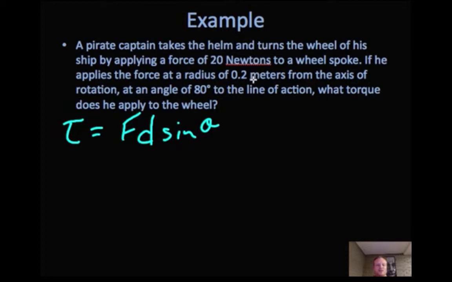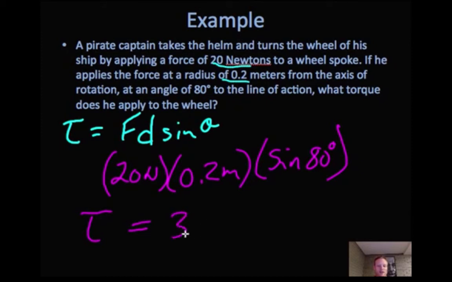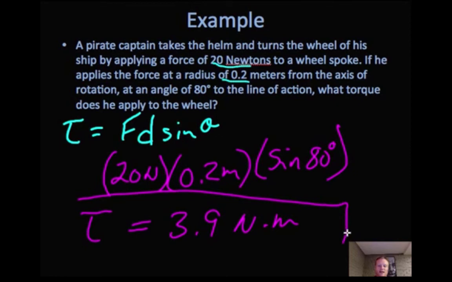A pirate captain takes the helm and turns the wheel of his ship by applying a force of 20 newtons to a wheel spoke. If he applies the force at a radius of 0.2 meters from the axis of rotation at an angle of 80 degrees to the line of action, what torque does he apply to the wheel? That's a great question. Let's plug in what we know. The force is 20 newtons. The distance away from the axis of rotation that this pirate is applying the force is 0.2 meters. And the angle at which the force is applied is 80 degrees, so we use sine 80 degrees. If you plug all that into your calculator, you should get a torque of about 3.9 Newton meters. That would be the torque that this pirate captain is applying to this wheel.